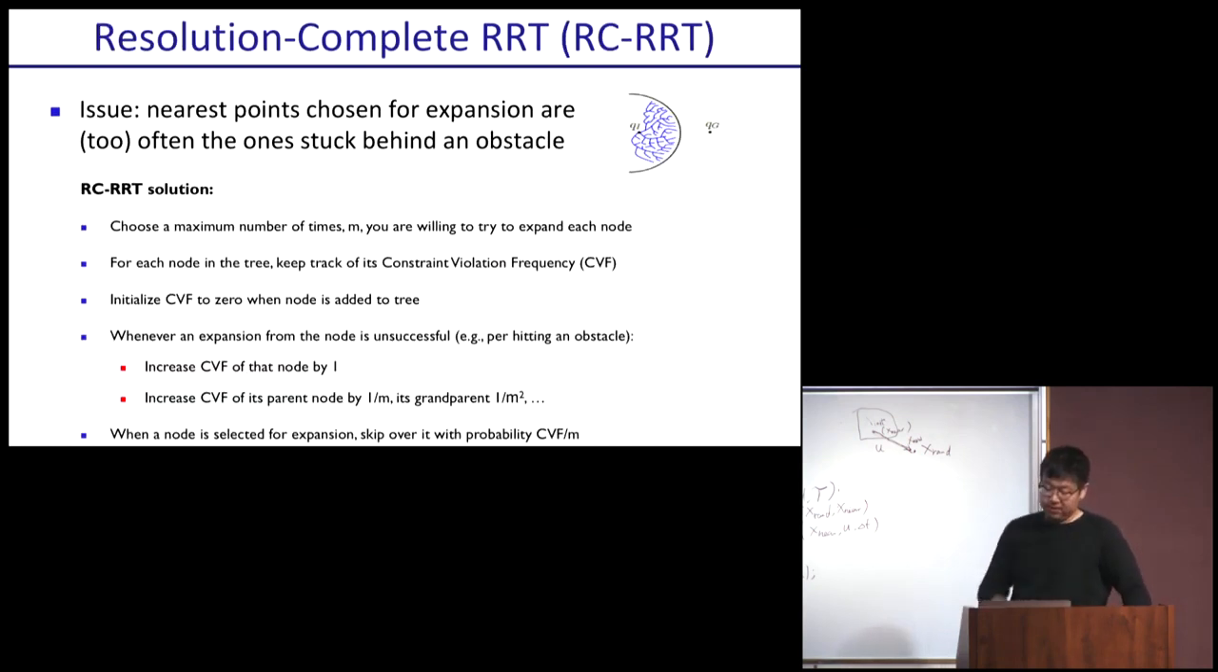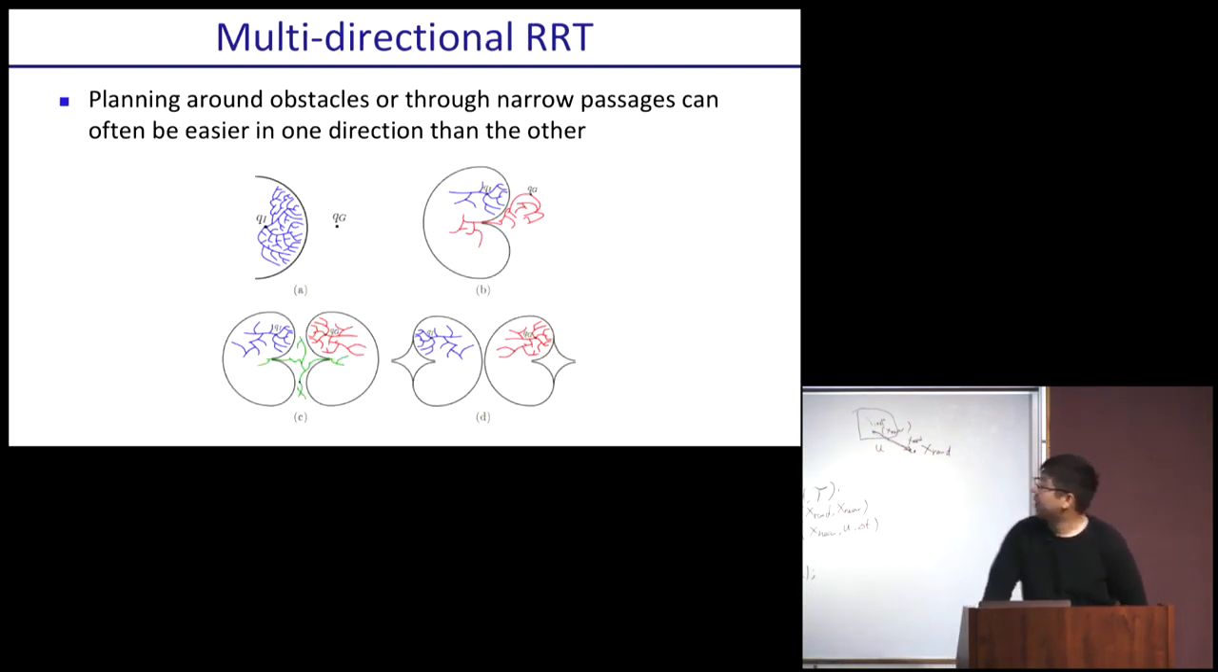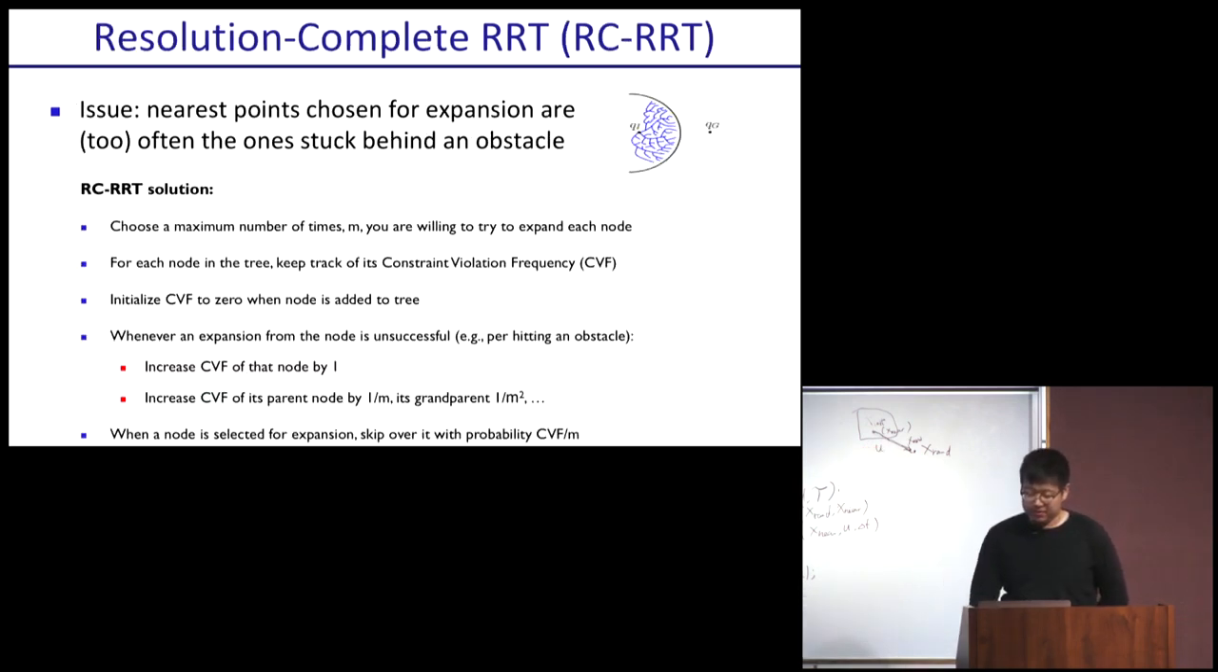There is another variant of RRT, resolution complete RRT, or RC-RRT. The issue with RRT is that the nearest points chosen for expansion are too often the ones stuck behind an obstacle. This is actually shown in this figure, right? If you want to expand some blue trajectory, it will always be stuck by the boundary. So how do we deal with this? We invent the RC-RRT. We can go through this algorithm step by step.